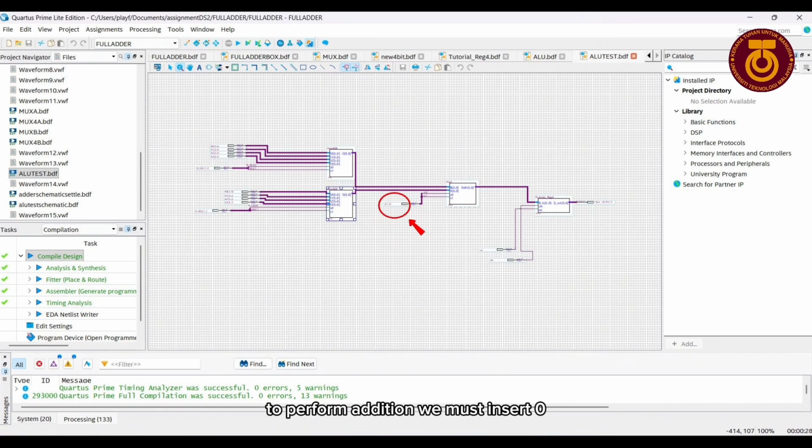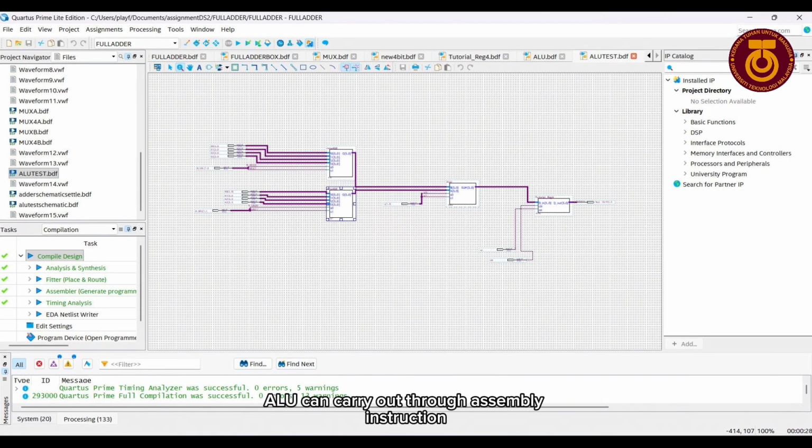To perform addition, we must input 00 to S0 and S1 in the ALU. Subtraction is 0, 1, XOR is 1, 0, and XNOR is 1, 1. The function of this ALU can be carried out through assembly instructions.